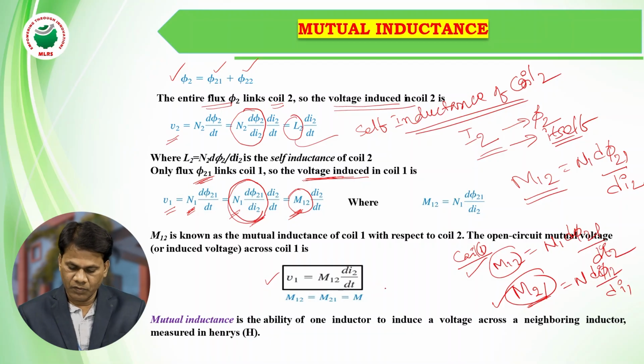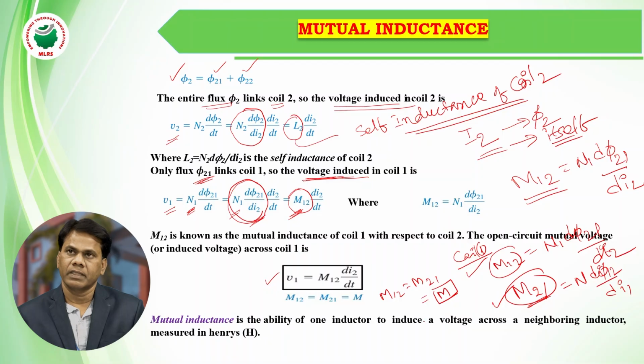Here the two mutual inductances are equal, M12 equals M21, and taking a common value, that is the mutual inductance M. How do we define mutual inductance? Mutual inductance is the ability of an inductor to induce a voltage across a neighboring inductor, measured in henries. Similar to self-inductance, the unit of mutual inductance is the henry.